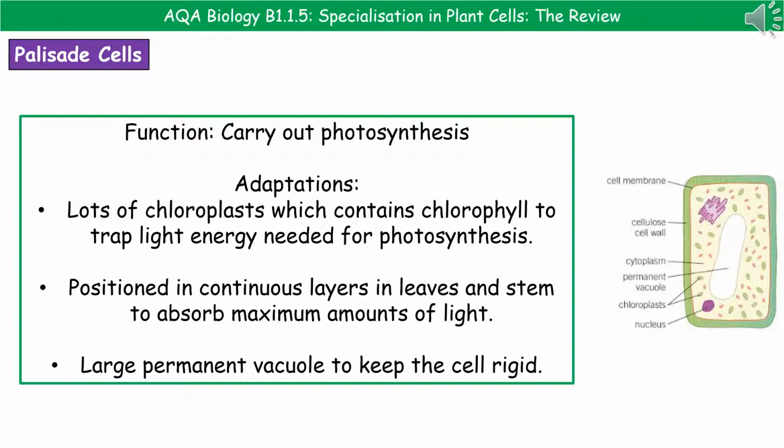The second is their positioning, and what we find here is that they're arranged in these continuous layers in the upper surfaces of our leaves and around the edge of our stem in order to absorb the maximum amount of light energy. The last one is the large permanent vacuole, again involved in keeping the cell rigid, so that's going to maximise the surface that's available to the light to then be absorbed.